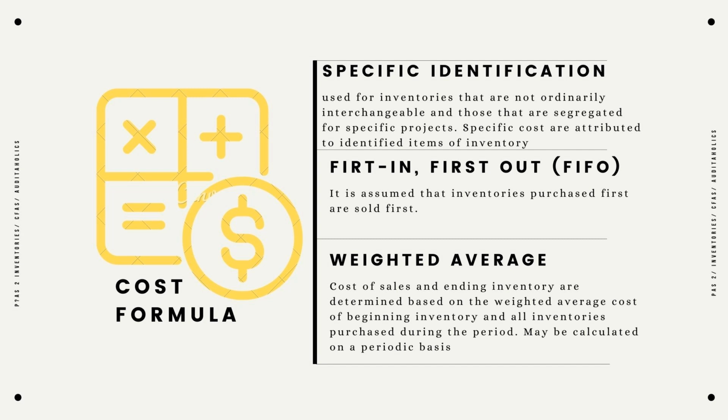Specific costs are attributed to identified items of inventory. Specific identification is a method where you are tracking each item in its inventory individually. Kadalasan ginagamit ito ng mga kumpanya na may kakaibang produkto at may iba't ibang presyo. Halimbawa, ikaw ay nagmamay-ari ng art dealership.